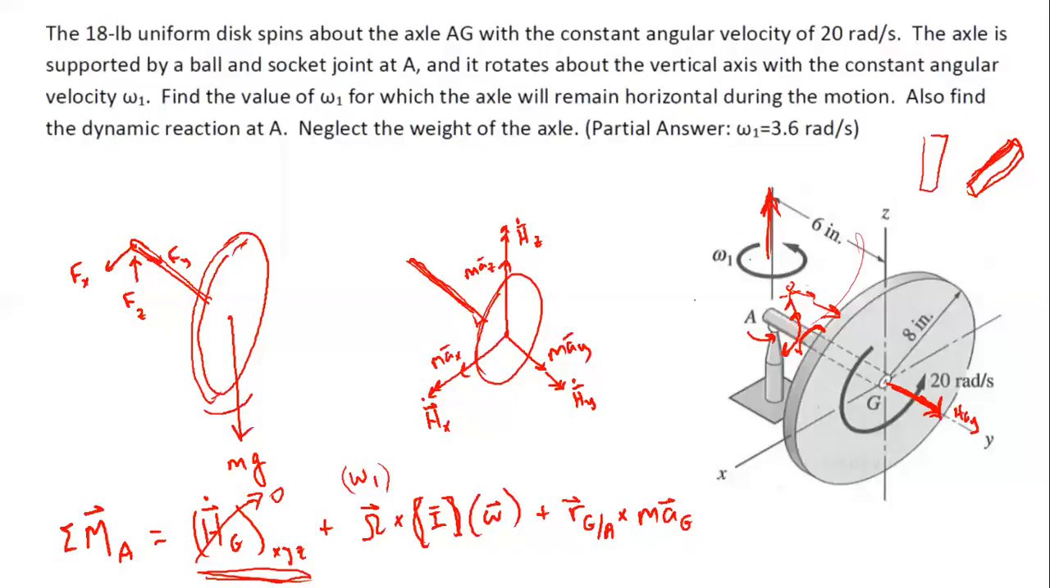Okay, and a lot of that's because this is constant. The 20 is not changing, so I don't have an omega dot y, and this is constant as well, so that omega 1 in the z direction is not changing.